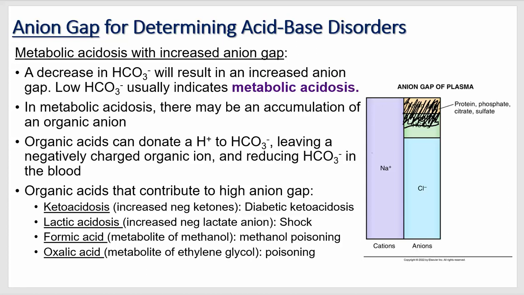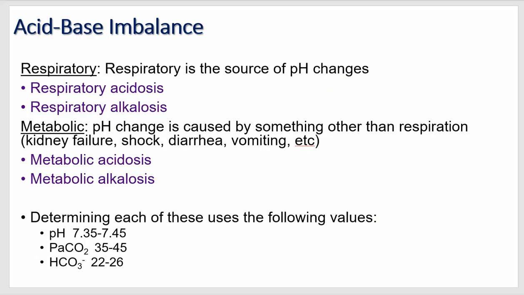Lactic acidosis, so the negative lactate anion, is associated with shock or something else that may be causing some kind of hypoxic situation, lack of oxygen. Shock is usually just low blood pressure, and our organs are starving because they're not getting enough blood perfusion. And then there are some others listed here: formic acid, methanol poisoning, oxalic acid from ethylene glycol poisoning. But a lot of times what we're looking at is really diabetic ketoacidosis. It can be an indicator of increased anion gap or lactic acidosis as well.